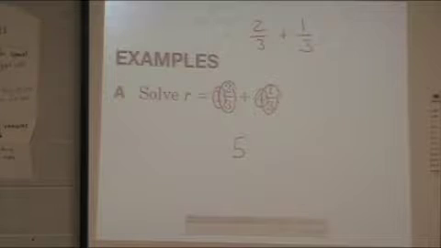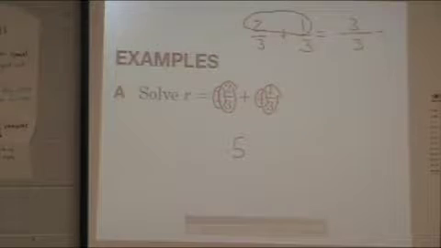Now, remember what I told you. When the denominator is the same, your answer is going to be over that denominator. Okay? Now you've got to do 2 plus 1, which is? 3. Now, what's 3 over 3? 1. So here you've got 5 plus 1, which is? 6.